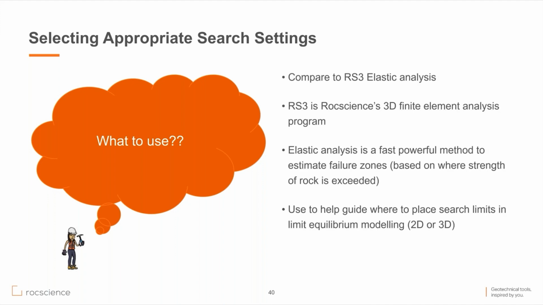Within the Rocscience suite of software, we can import Slide3 models directly into RS3, same as the process of importing Slide2 models into RS2. We can then run a fast elastic analysis to help guide on where low factor of safety areas might be located, so we can refine search settings and search locations in limit equilibrium models.